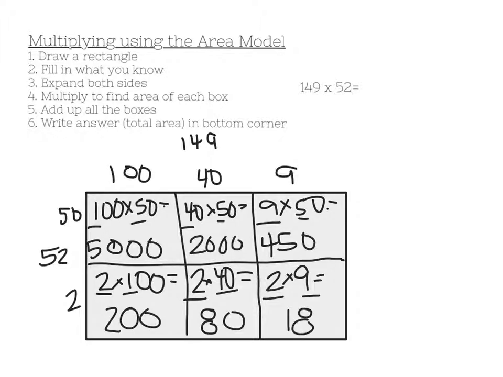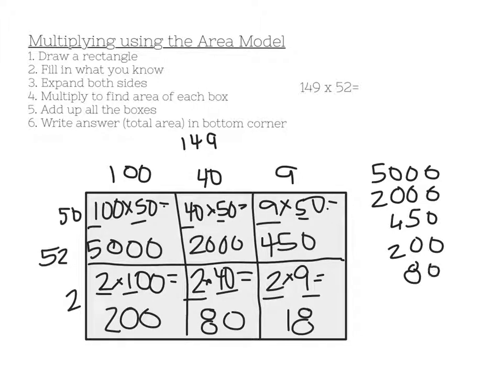And now I add them all up. 5,000, 2,000, 450, 200, 80, and 18. My ones are all zeros except for the 8. For my tens, 5 plus 8 is going to be 13, and then plus 1 is 14. So I carry the 1. 4 plus 2 is 6, plus 1 is 7, and then 5 plus 2 is 7. So my total area is 7,748.